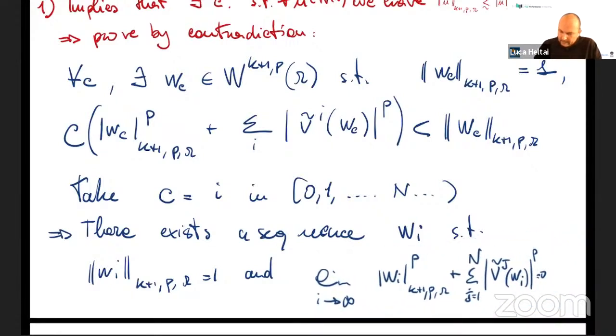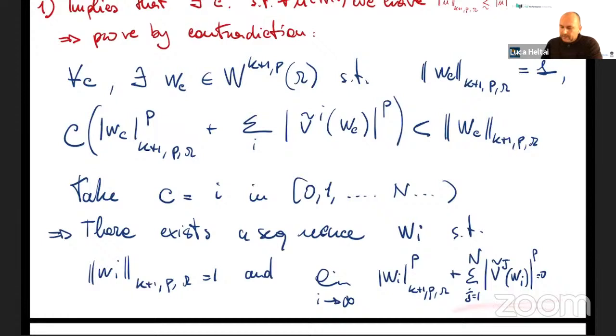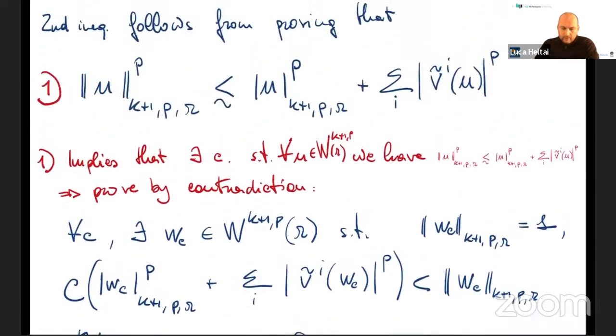is the same as asking that there exists a sequence of functions that have unique norm. These objects here have unique norm, such that the limit for w_i of the semi-norm plus this operator here is equal to zero. Okay. If I prove that this is true, then the inequality above cannot be true. So there cannot exist a constant such that this is satisfied.